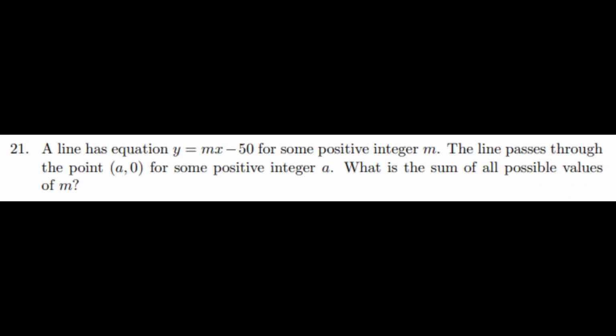Question 21 says, a line has equation y equals mx minus 50 for some positive integer m. The line passes through the point a0 for some positive integer a. What is the sum of all possible values of m?